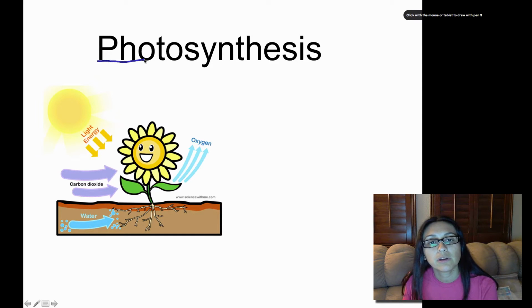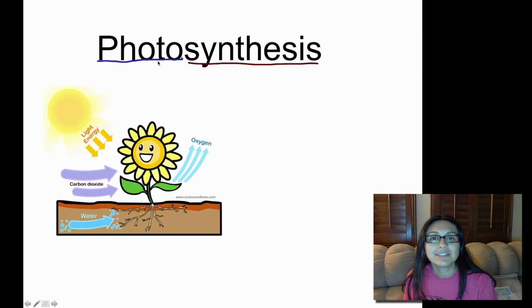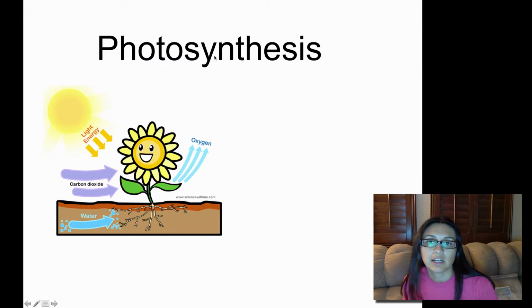So the first part, photo, and the second part, synthesis. Okay, so photo means light, synthesis means to make. So in photosynthesis, we're using light to make something. So it's going to help us understand photosynthesis in that way.